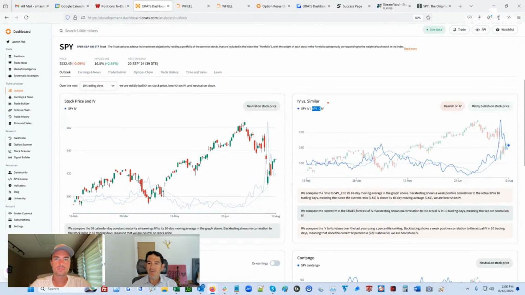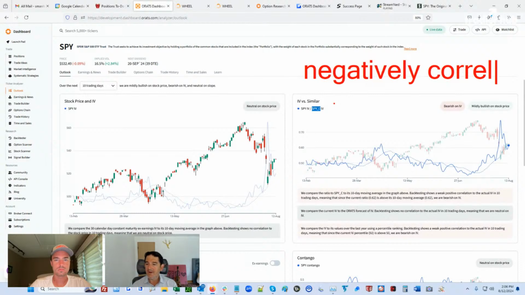So IB versus similar is the opposite of correlated. So it's negatively correlated to the stock price. So what that means is, we could see it in this graph a little bit, when this relationship goes down, the stock usually goes up. When this goes up, the stock usually goes down.